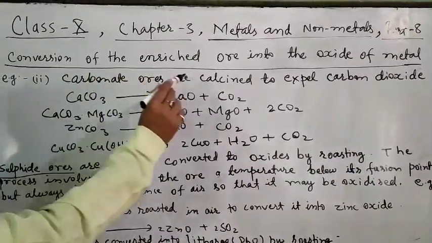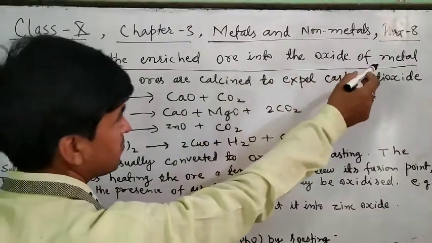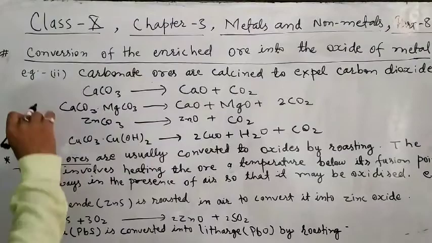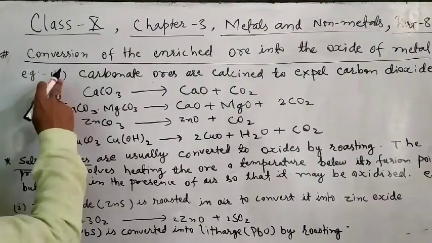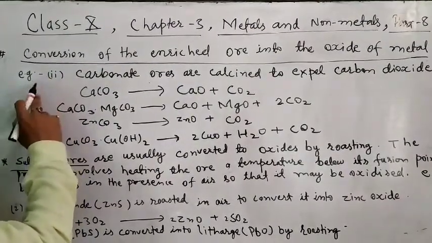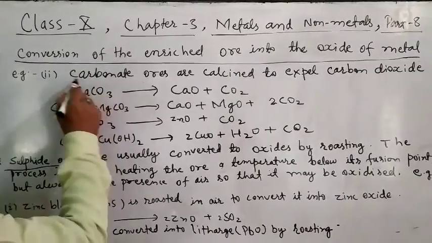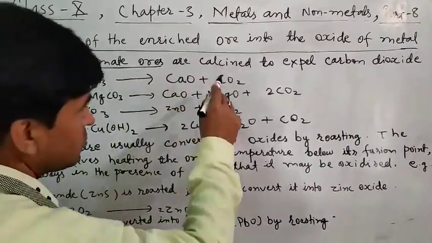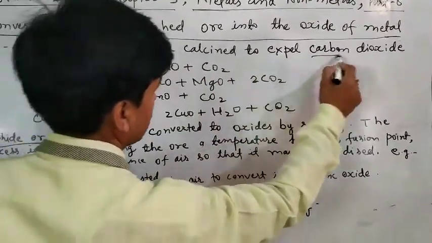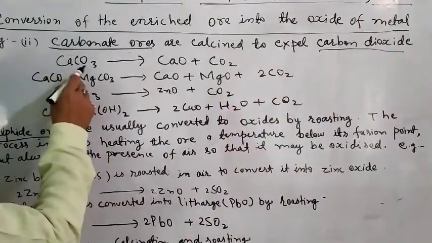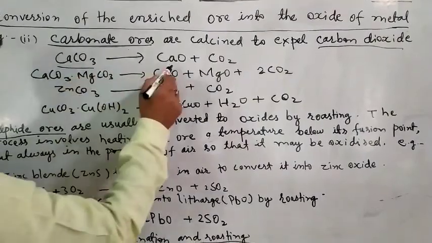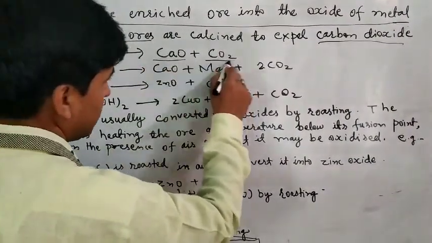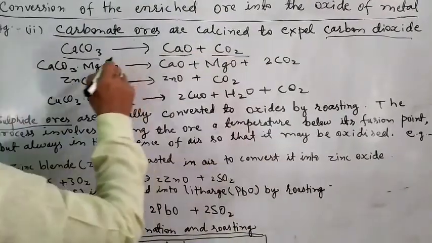Conversion of enriched ore into oxide of metals. I have given the first example in the previous segment. Now we take the second example: carbonate ores. Carbonate ores are also calcined to expel carbon dioxide. For example, calcium carbonate, when calcined, gives calcium oxide and carbon dioxide is expelled out.